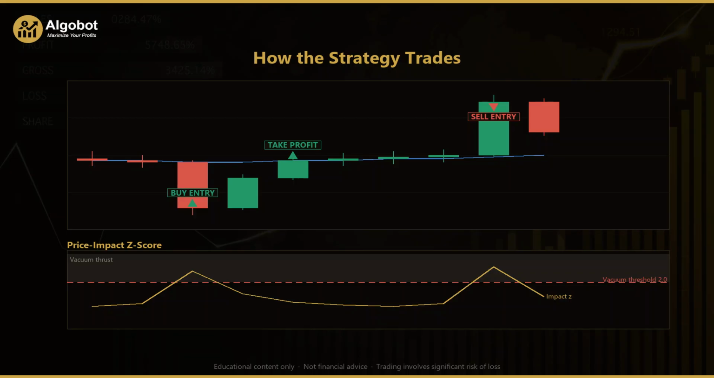Again, the subpanel is where the confirmation lives. The impact z-score jumps and pushes above the 2 threshold as that bar closes. Price raced higher on very little participation, the same vacuum signature, just in the opposite direction. Price is now stretched more than the minimum ATR distance above the baseline. The bar closed bullish, and the impact z-score has cleared the threshold. The sell entry marker prints.